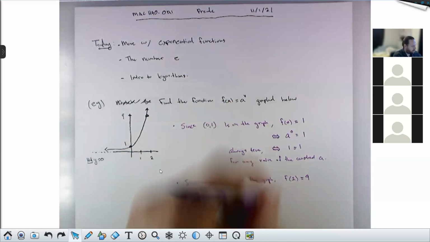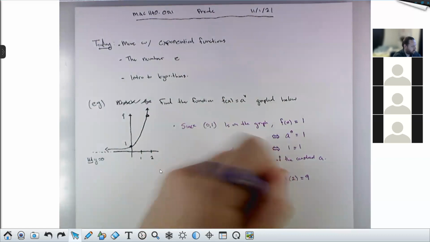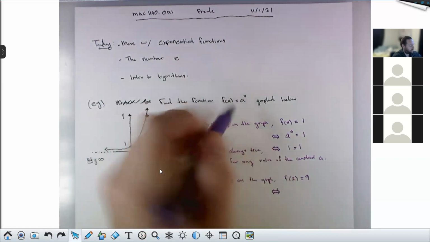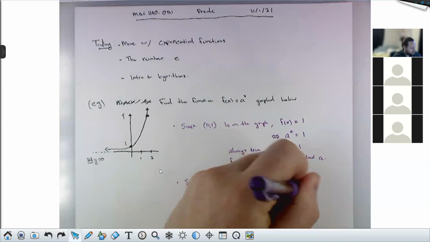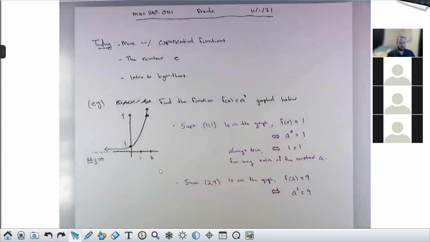I'll go through the same thing. f of 2, well, that's what I get when I plug x equals 2 into the formula for f. So that's a to the 2. So this looks like a to the 2, or a squared, equals 9. How do I solve this equation?